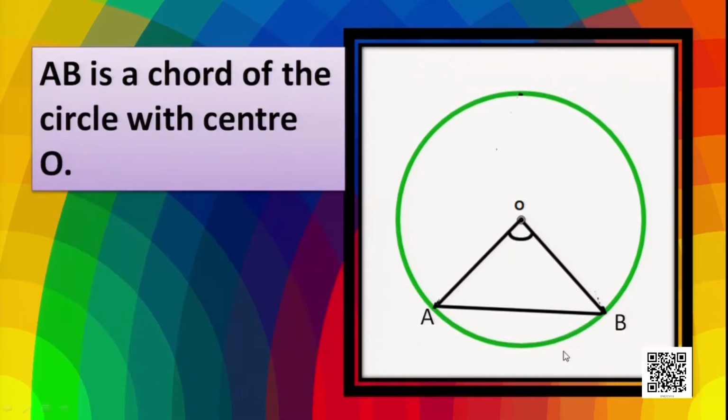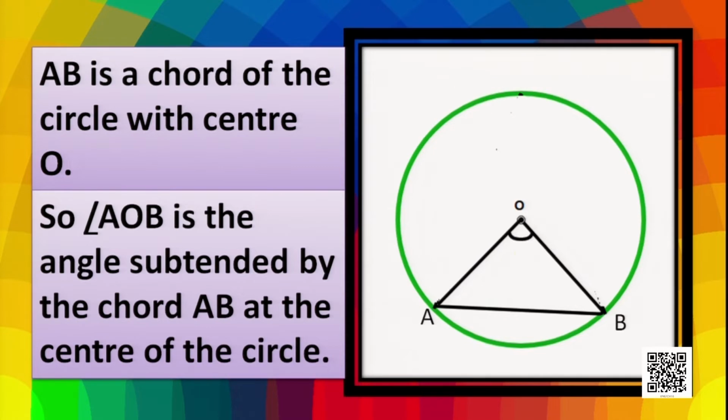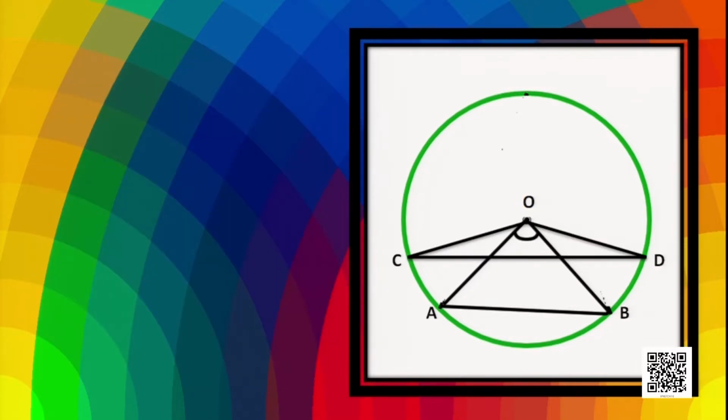Now AB is, in this case, again a chord and the center of the circle is O. Then here you can see that AB also subtends angle at O. So we can say that angle AOB is the angle subtended by the chord AB at the center of the circle. Now consider two chords here, CD and AB.